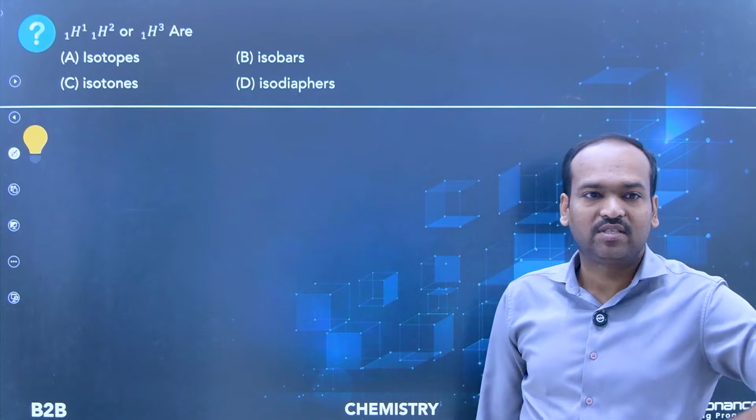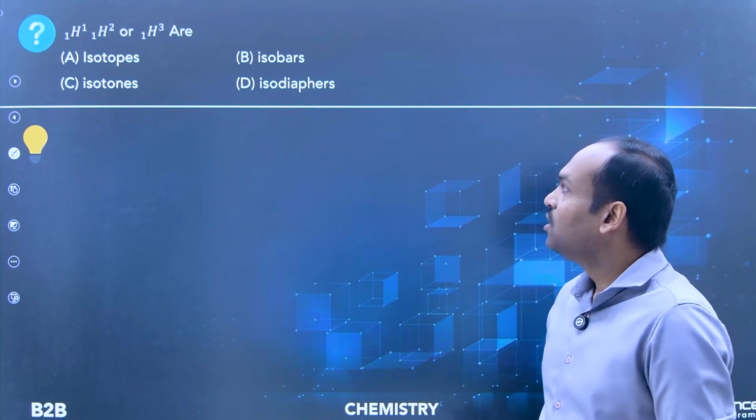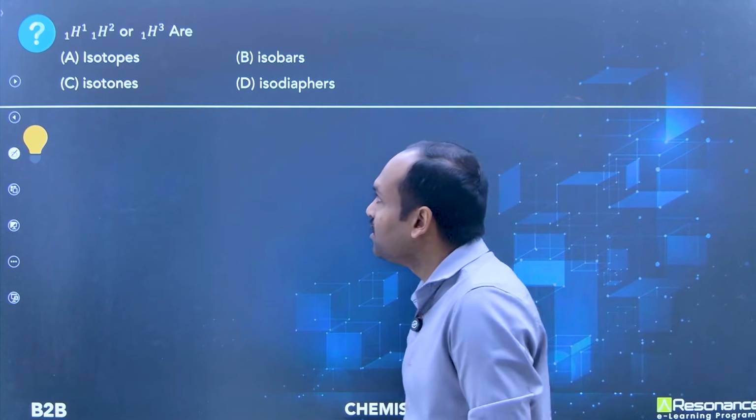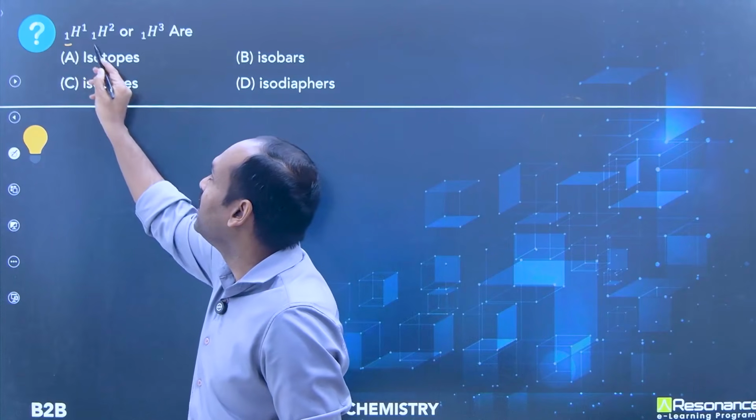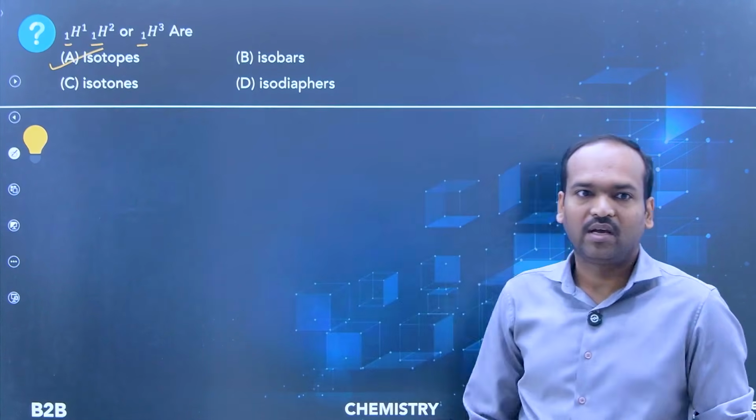1H1, 1H2 and 1H3 are isotopes, isobars, isotones, or isodiaphers? A simple problem. 1H1, 1H2, 1H3 have the same atomic number and different mass numbers. We'll go for isotopes.